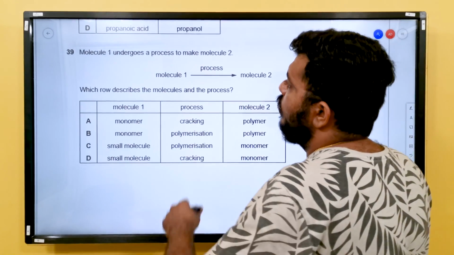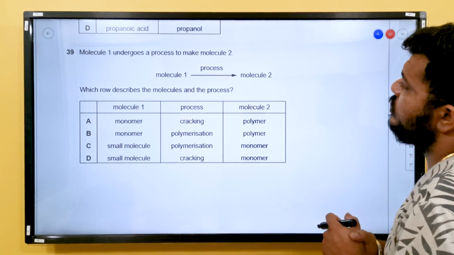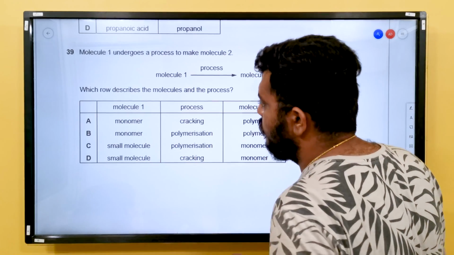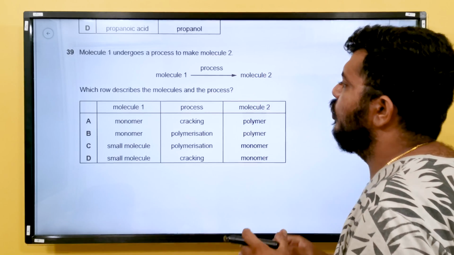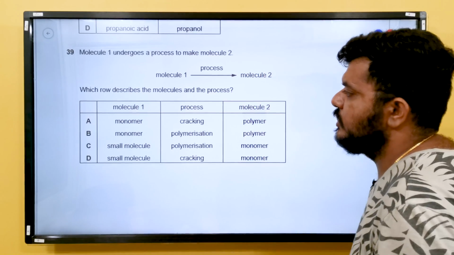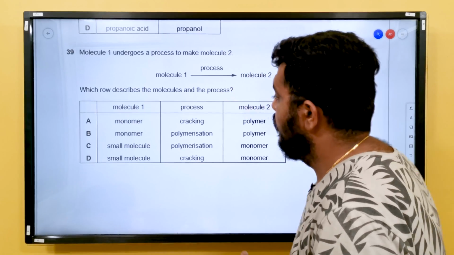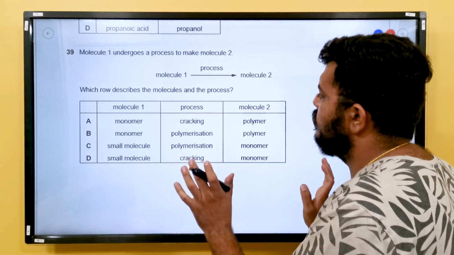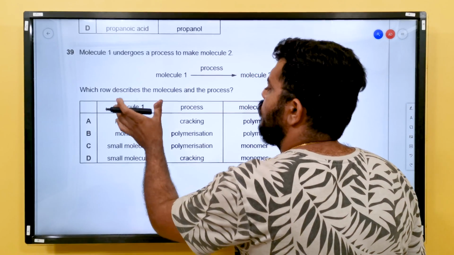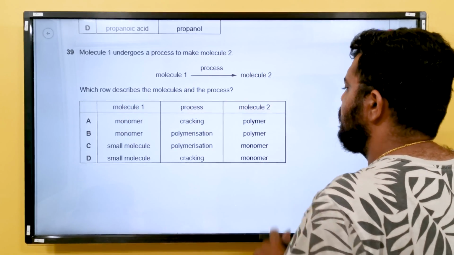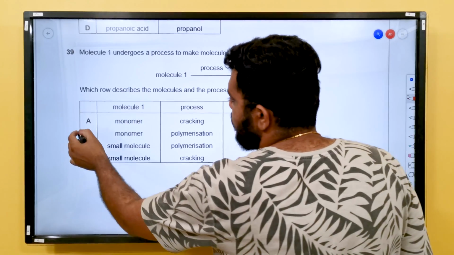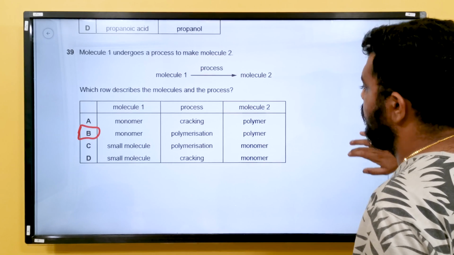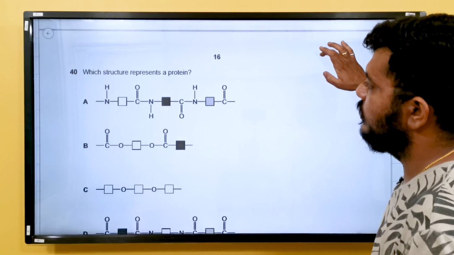Okay. Molecule 1 undergoes a process to make molecule 2. Which row describes the molecules and the process? Molecule 1 is a monomer. Process is cracking? No, it cannot be cracking and polymer produced. No. Monomer is molecule 1. Process is polymerization and molecule 2 is a polymer. This is definitely a correct option, and that's your answer. Let's look at the last question of the paper.